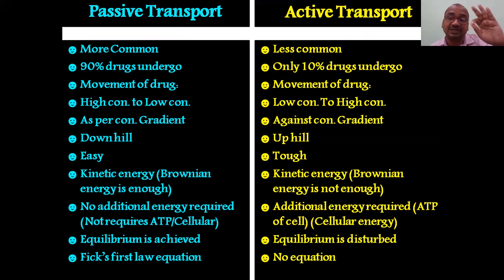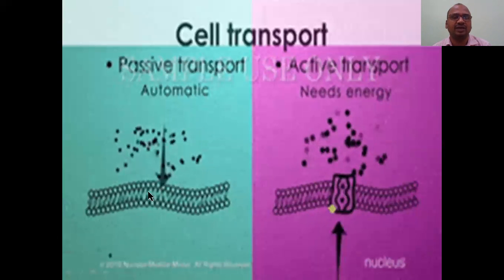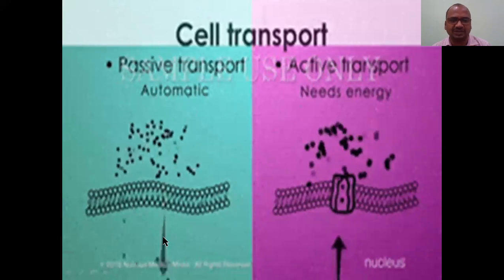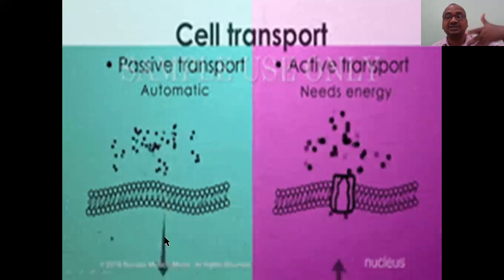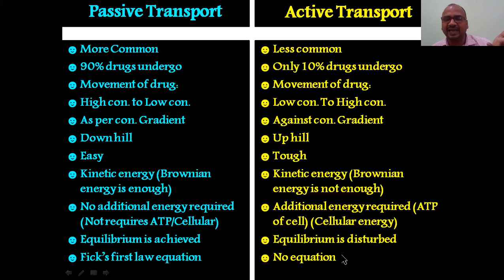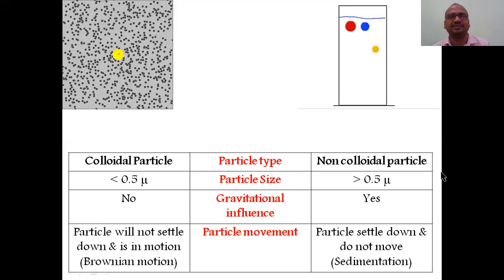Okay, the ATP present in the membrane cells will be broken down and it liberates energy. That ATP will carry the particle. Here equilibrium is achieved. See how the particle is moving from high concentration to low concentration, so that the same concentration may be reached. Here it moves against the equilibrium. Equilibrium is disturbed. Fick's first law equation we are going to discuss in passive transport. In active transport, no equation is required.